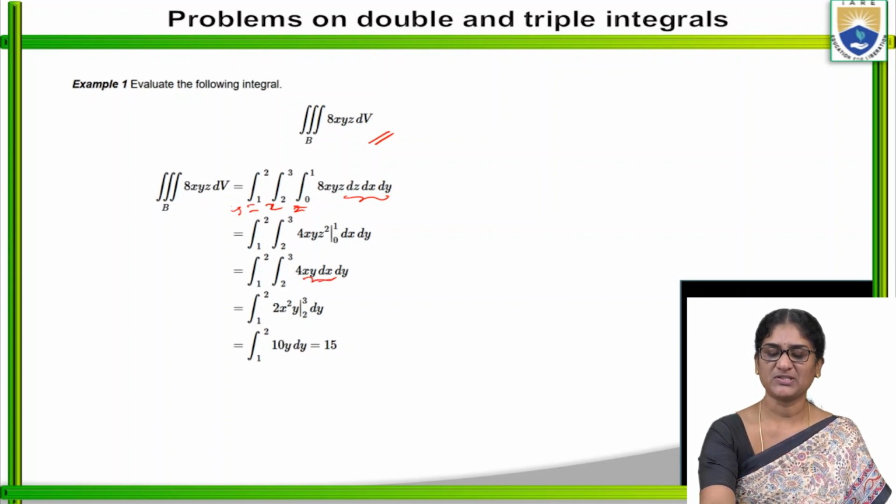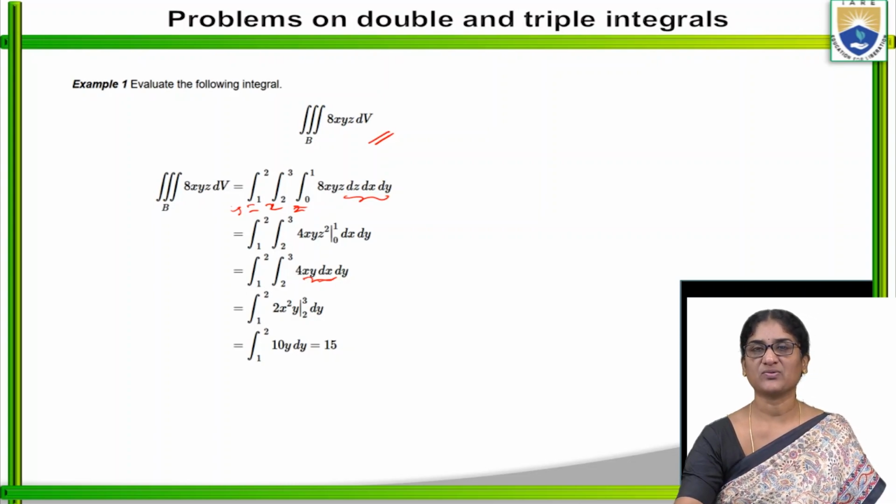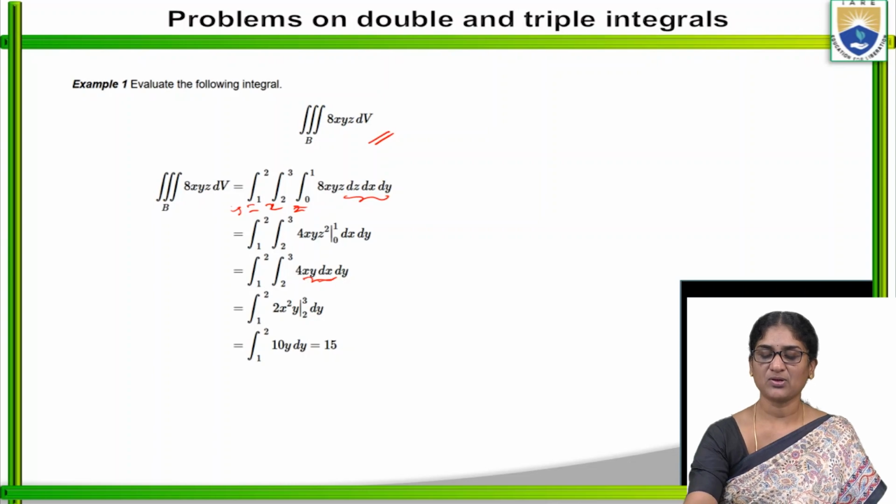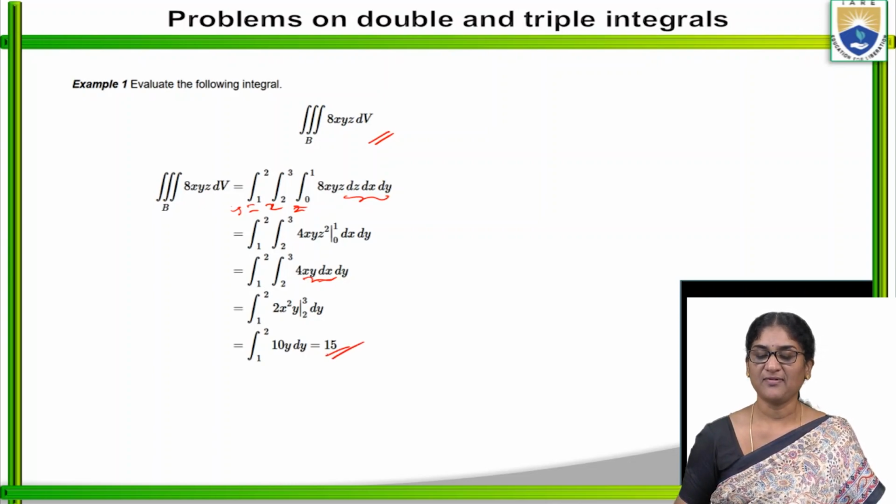Now again the y limits, x limits are given. 4x square by 2, 4x square by 2. Okay, and the remaining is nothing but y. Y is nothing but y square by 2. Substitute all the limits, you are going to get the value as 15.